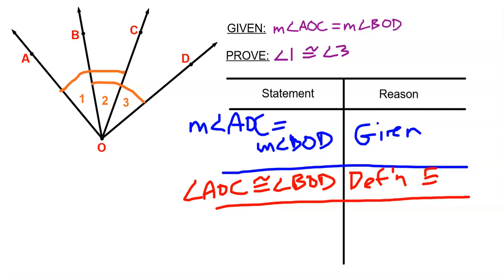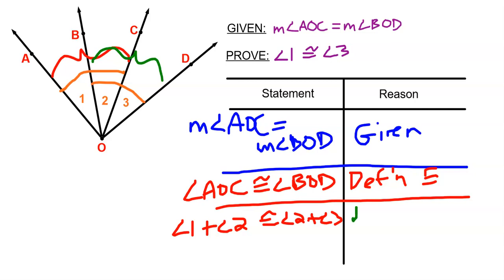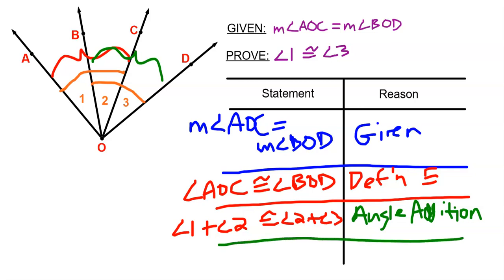So now angle AOC is made up of angle 1 plus angle 2, because those are the two angles here. And angle BOD is made up of angle 2 plus angle 3. Those are these two angles over here. And why is that? That is because of angle addition. That's what we saw in the angle addition postulate a little while ago. Now that we have angle 1 plus angle 2 is congruent to angle 2 plus angle 3, we can subtract angle 2 from both sides to get angle 1 is congruent to angle 3 by the subtraction property of congruence.